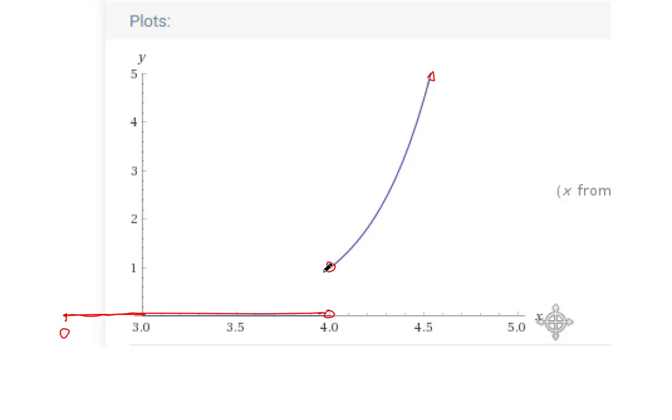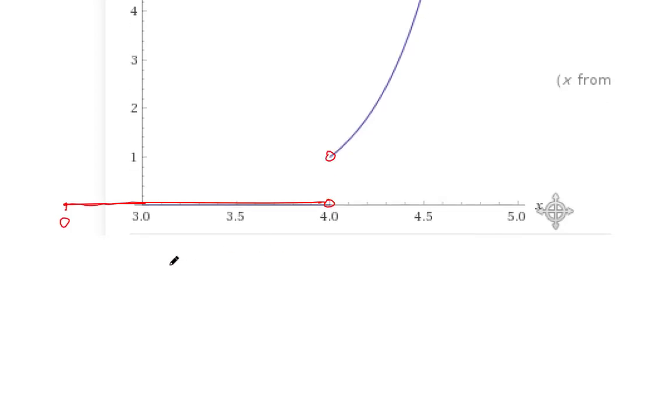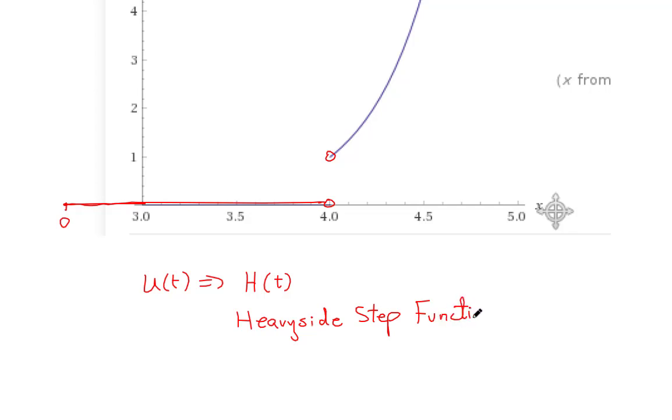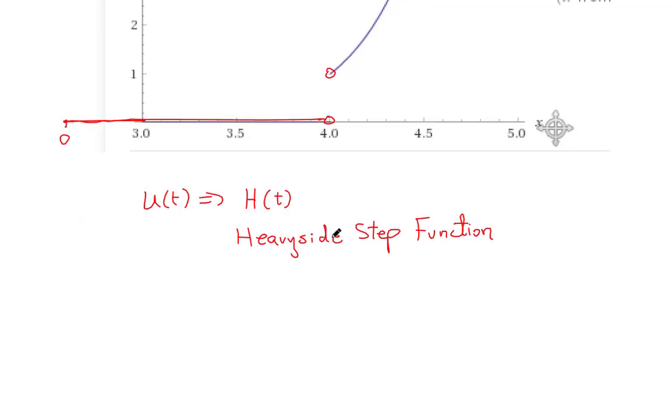Another way of calling the unit step function in Wolfram Alpha, so our u of t, you'll sometimes see as h of t, where this is the Heaviside step function. So just a little look to see what exactly this thing would look like as our solution to our differential equation.